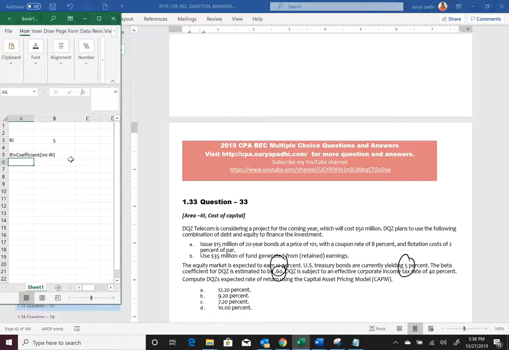So the risk-free interest is 5% plus the coefficient, which is 0.60, multiplied by the market interest rate of 12% minus the risk-free interest rate. Okay, let us solve this.